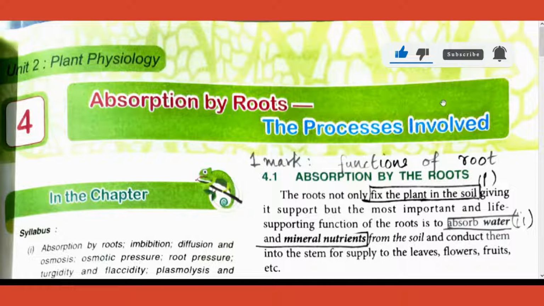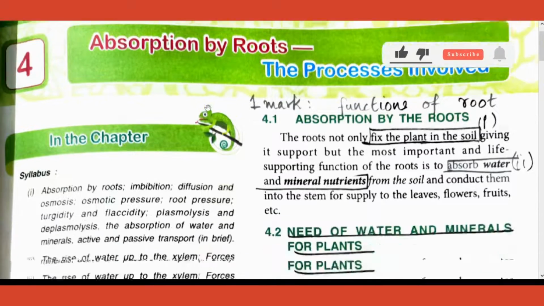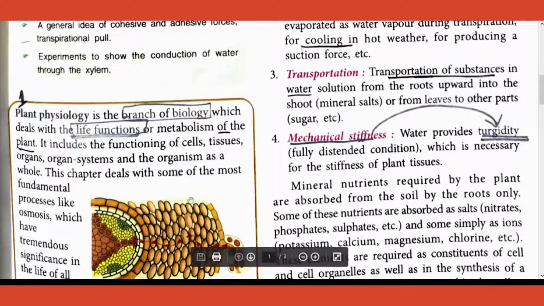We have already covered the structure of chromosome chapter and the genetics chapter. We are today with the absorption by roots chapter. The initial part of the chapter does not require much explanation, so I have marked in the textbook what all you are supposed to study. So let's start with the initial part of the chapter.